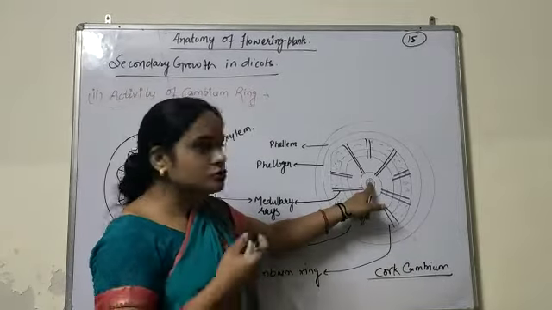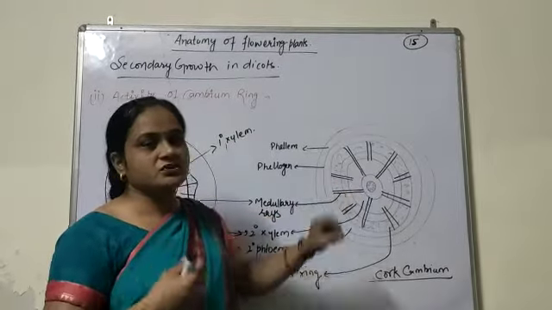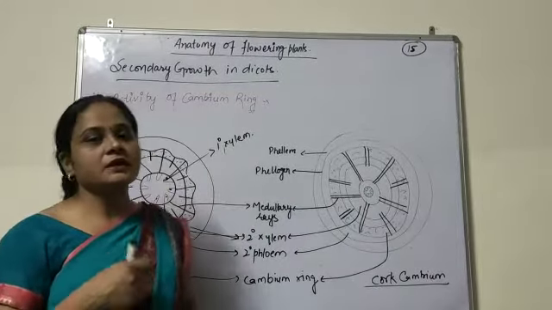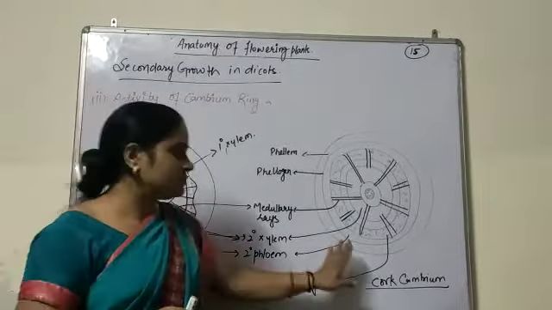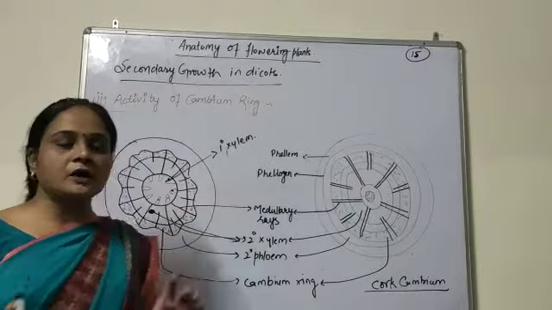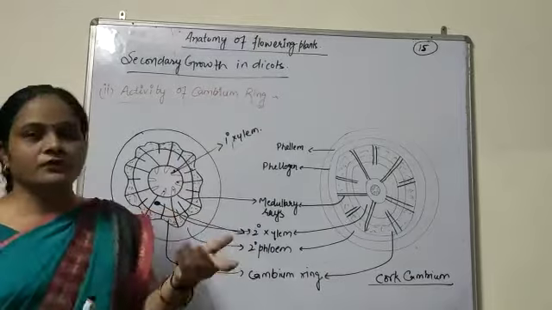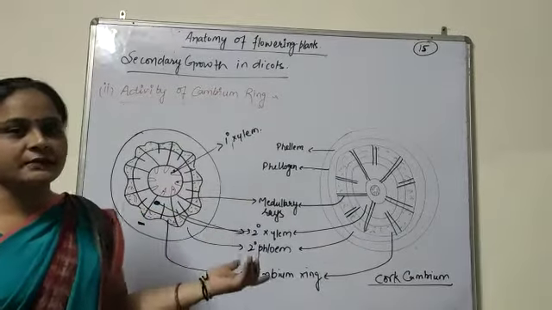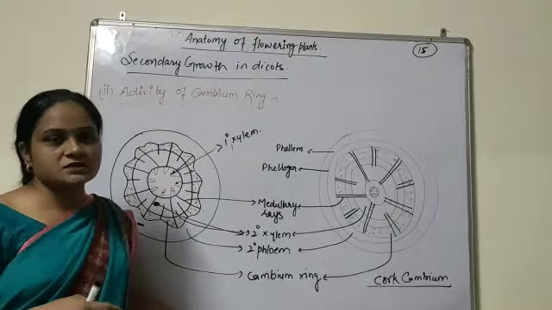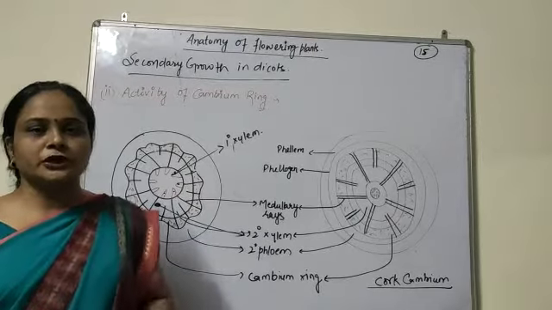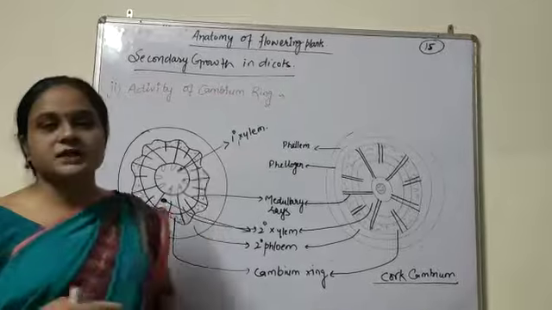There are also traces present, and these are the traces of the primary xylem. So in these two pictures we can conclude how the cambium activity takes place, and how the activity of the ring forms the secondary xylem and secondary phloem. Now in the next video we will study the next part, the continuation of the secondary growth.